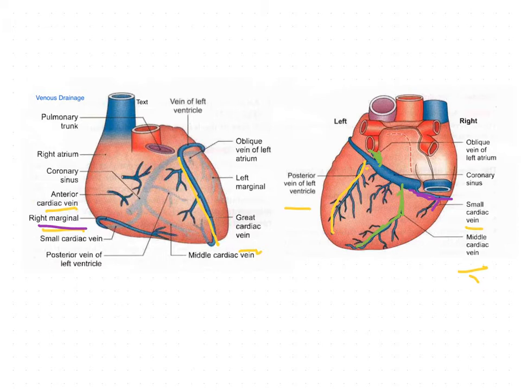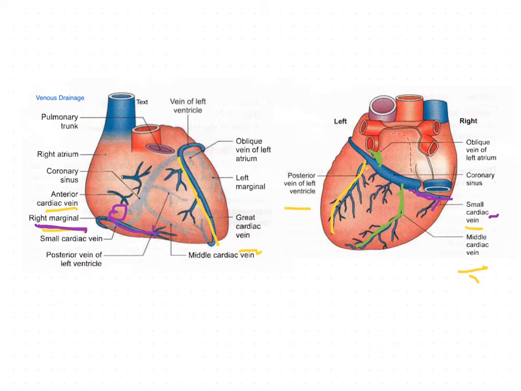Okay. Next, coming to the right marginal vein. So here we can see this right marginal vein. Yes, this is the right marginal vein. This right marginal vein accompanies the marginal branch of the right coronary artery. It may either drain into the small cardiac vein, or it may directly open into the right atrium.